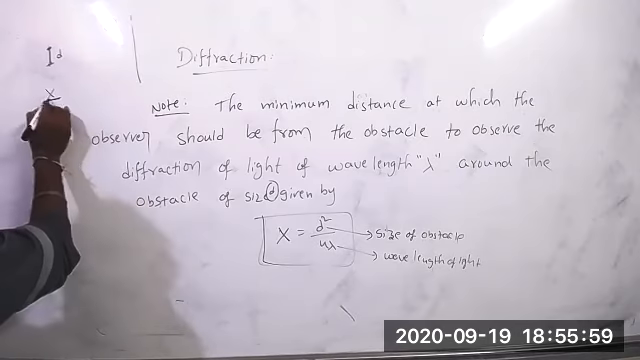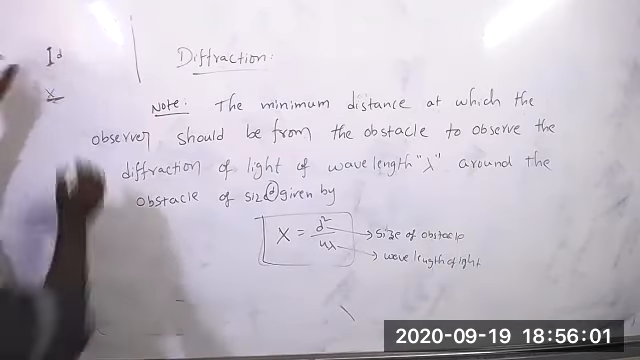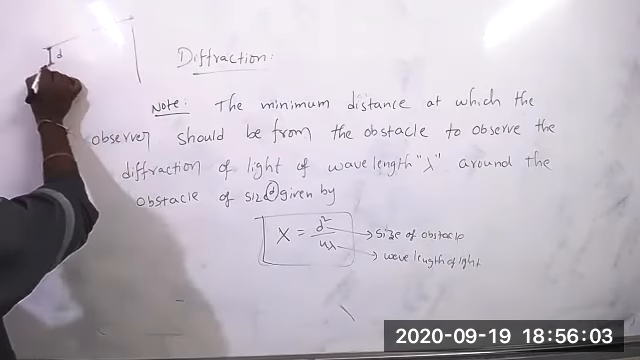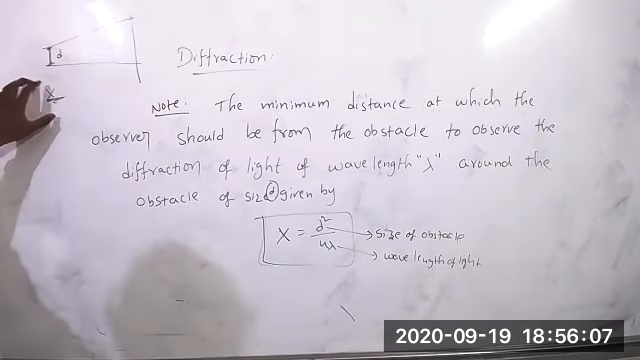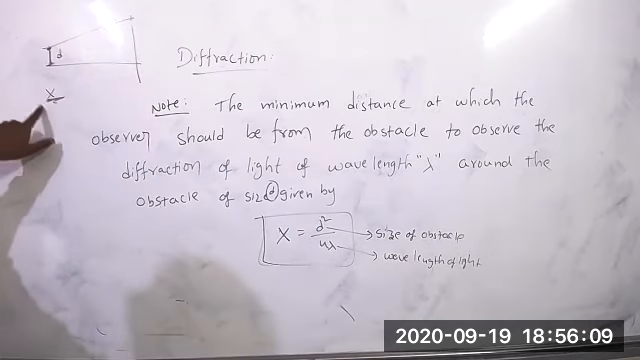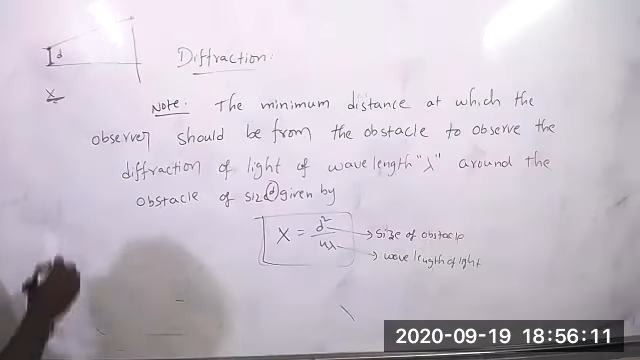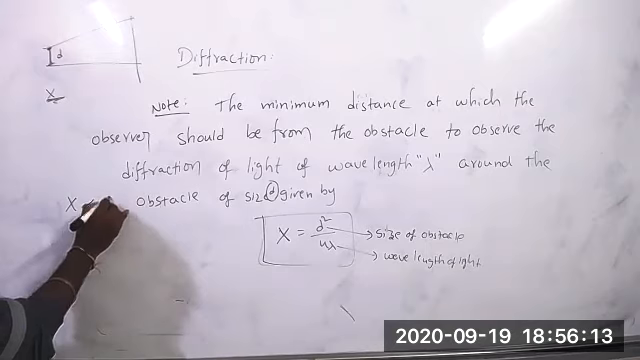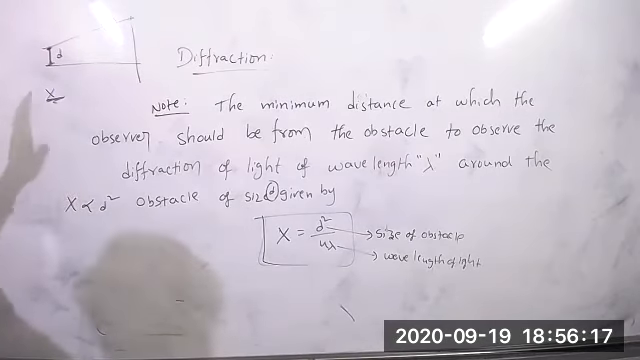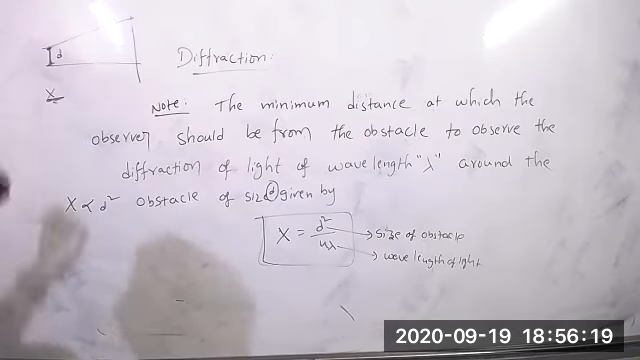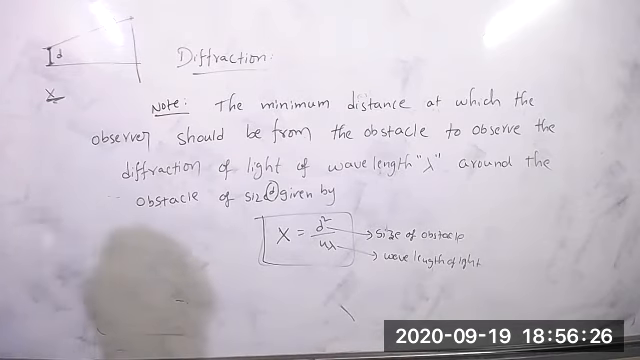So what is the X distance to observe this phenomenon? Here light will bend. Light bends at the corners. So if you want to observe this, then you have to be at X distance. This X is directly proportional to d square. When the size is increasing, you have to go farther. This proportionality is derived from experimental values. Yeah, it is an experimental value. Okay, sir.